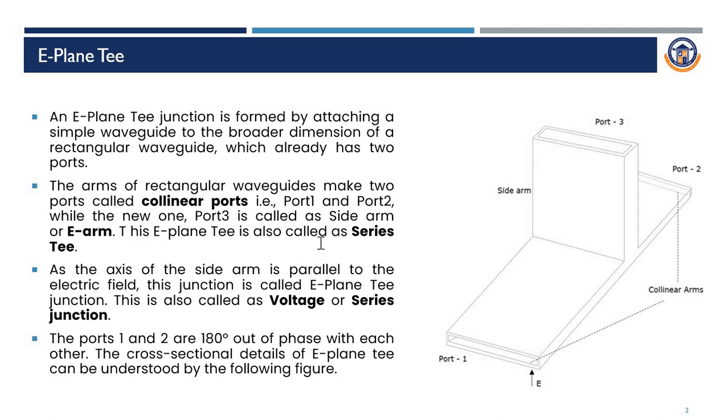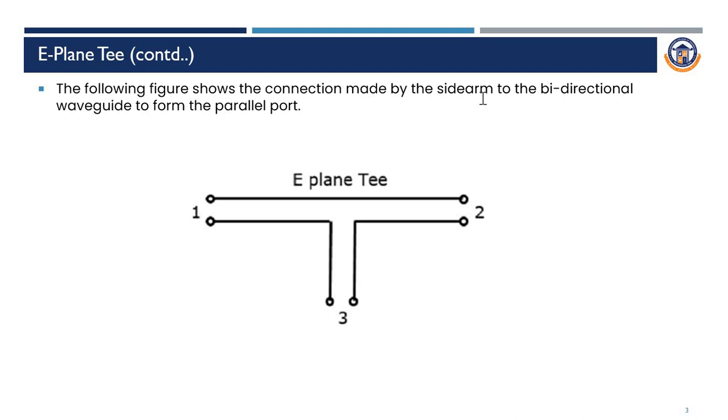This E-plane T is also called a series T. As the axis of the side arm is parallel to the electric field, this junction is called the E-plane T junction, and it is also called a voltage or series junction. Ports 1 and 2 are 180 degrees out of phase with each other. The cross-sectional details of the E-plane T can be understood from the following figure. This figure shows the connection made by the side arm to the bidirectional waveguide. Ports 1 and 2 represent the collinear arms and port 3 represents the side arm.